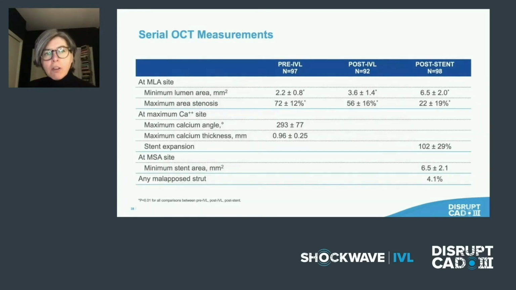So looking at the serial OCT measurements from pre-IVL, post-IVL and post-stenting, you can see the MLA gradually steps up, as does the improvement in the diameter of the area of stenosis. You can see that the maximum calcium angle was 293 degrees with a thickness of almost 1 millimeter. And you can see that the mean stent expansion was over 100%, which is excellent.